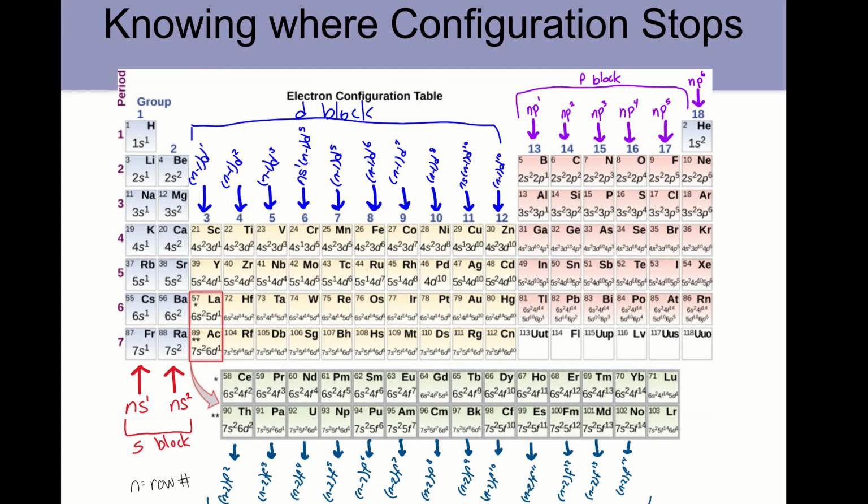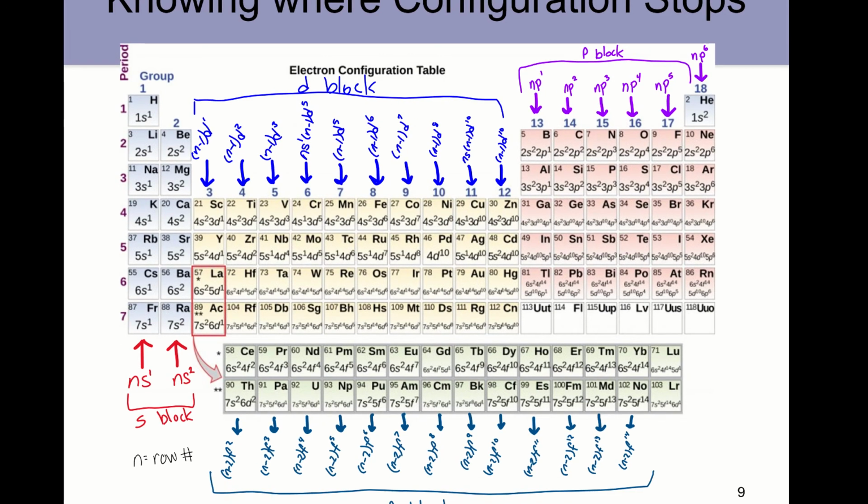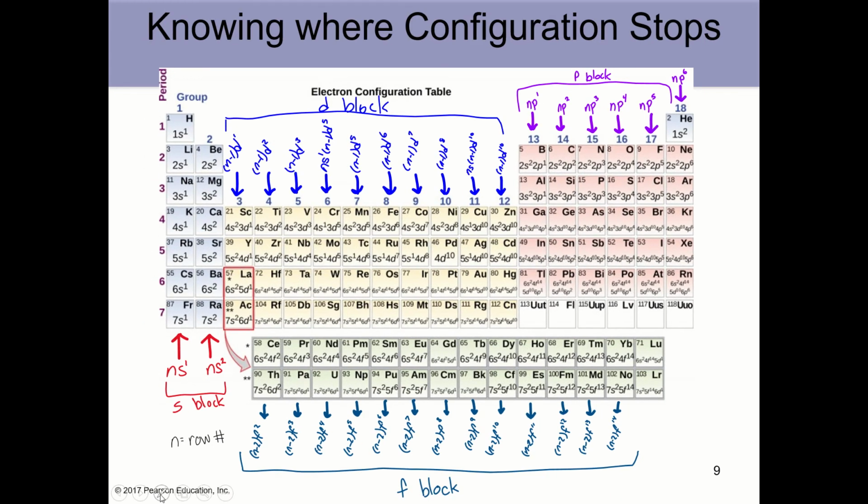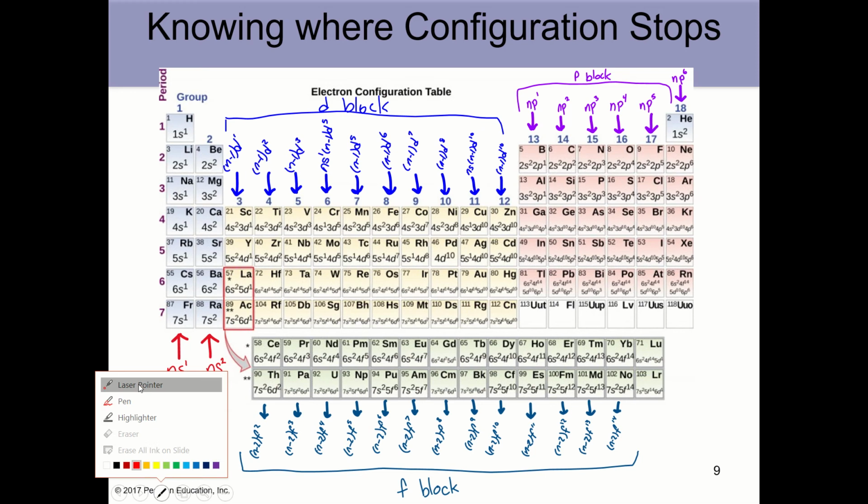And why are those ones weird? It has to do with Hund's rule and the pairing of electrons and the Aufbau principle and energy levels. You talked about that in Gen Chem 1. I'm not going to focus on it here. Let's get the laser pointer out.